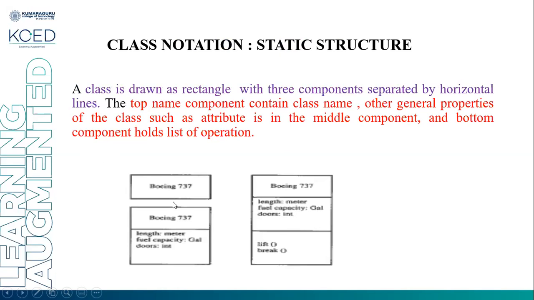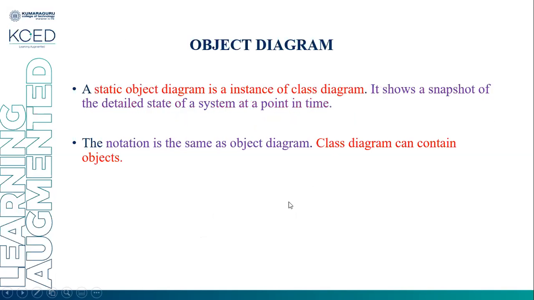Here the attributes and methods are omitted. In this place there are no methods; it contains only attributes. Here it contains both attributes and methods. It depends on the purpose of the class. If methods are not there, it will only contain the attributes.